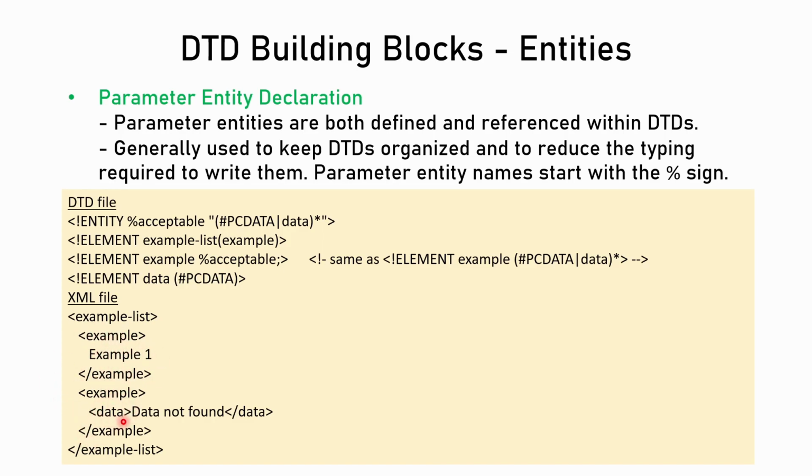Next, we have another example element, and in this case, we see that instead of directly having any data, it contains a nested element called data. This formation of the example element is also correct because in our DTD file, we have defined that the acceptable entity is referring to either PCDATA or another nested element called data. And so this example element formation is also correct. So this is how you can use parameter entities inside your DTD files.